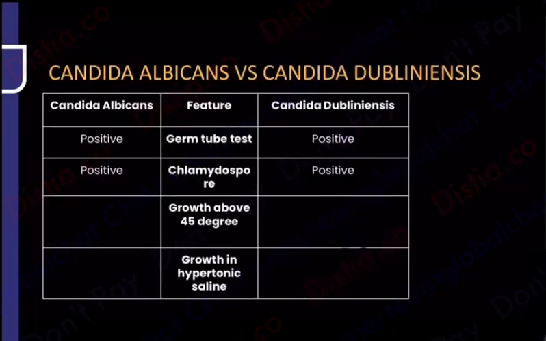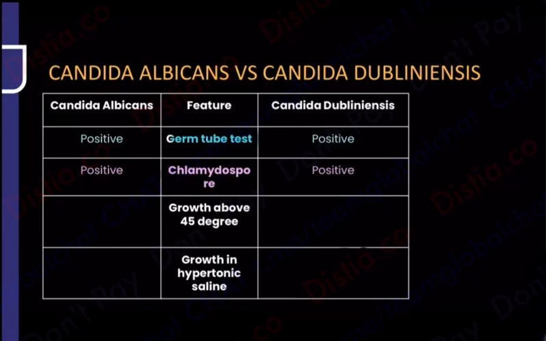So now you will ask me, okay, if I'm talking about the germ tube test, both of them show you the germ tube test, and if I show you the chlamydospores, both of them show you the chlamydospores. So how do I differentiate? I have to have some point. Even twins have something different in them, right?